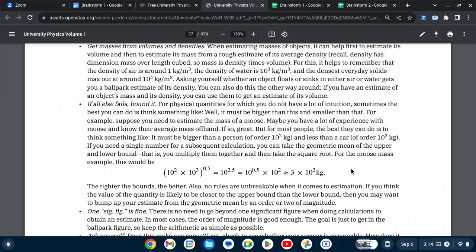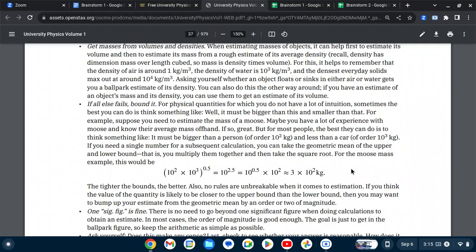If all else fails, bound it. For physical quantities for which you do not have a lot of intuition, sometimes the best you can do is think something like, well, it must be bigger than this and smaller than that. For example, suppose you need to estimate the mass of a moose. Maybe you have a lot of experience with moose and know their average mass offhand. If so, great. But for most people, the best they can do is to think something like, it must be bigger than a person and less than a car. If you need a single number for a subsequent calculation, you can take the geometric mean of the upper and lower bound, that is, if you multiply them together and then take the square root.